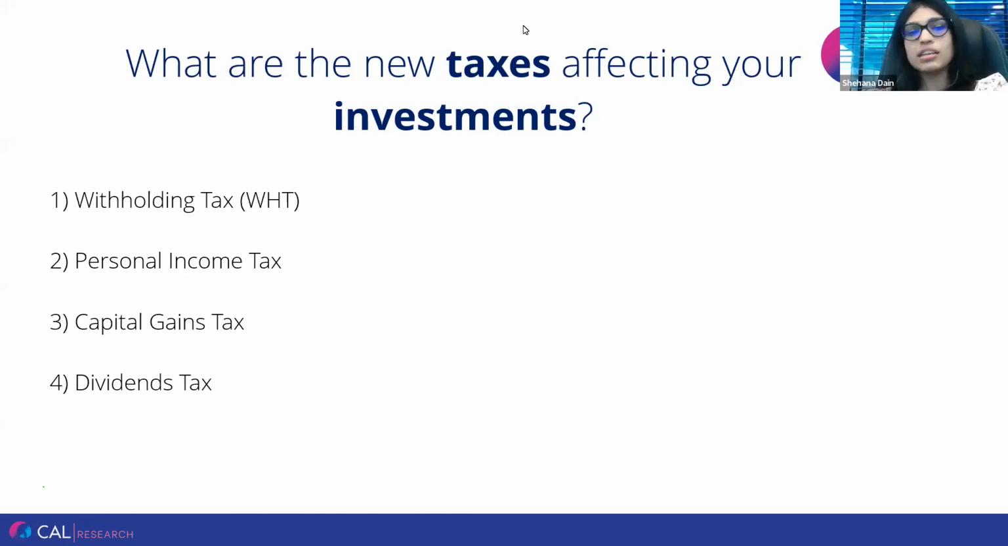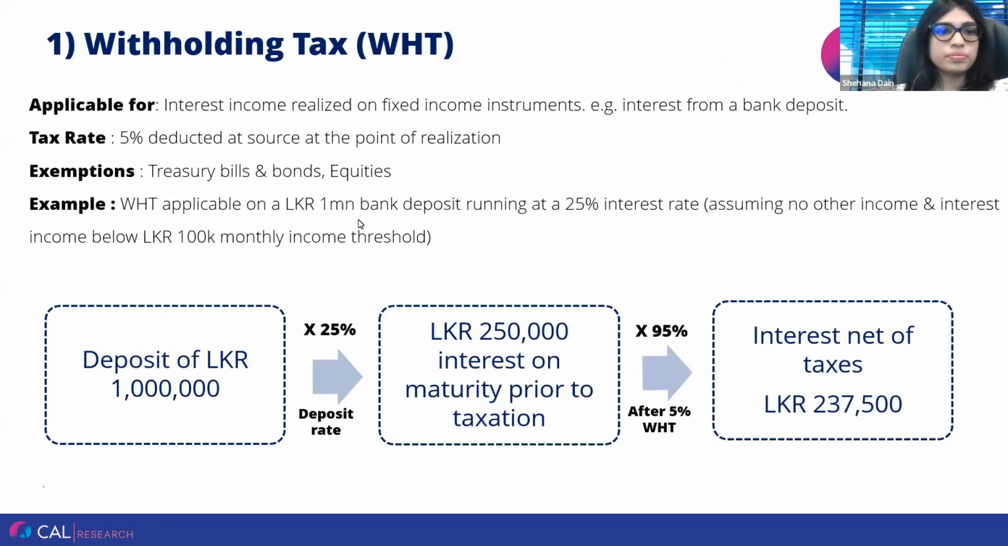So next slide, we'll go into a little more detail as to how these taxes actually work. Withholding tax is applicable for interest income realized on fixed income instruments. When I say interest income realized, it's very important to note the word realized, which means it's not about all income, but the income that you receive in your hand. For example, if you receive monthly interest income from any of your investments, that is a bank deposit, a financial company deposit, or even a unit trust investment that you receive on a monthly basis, then this tax will be applicable for you.